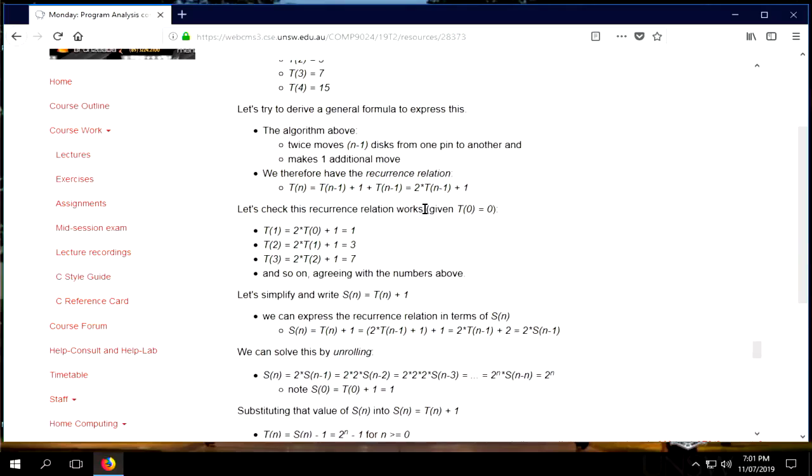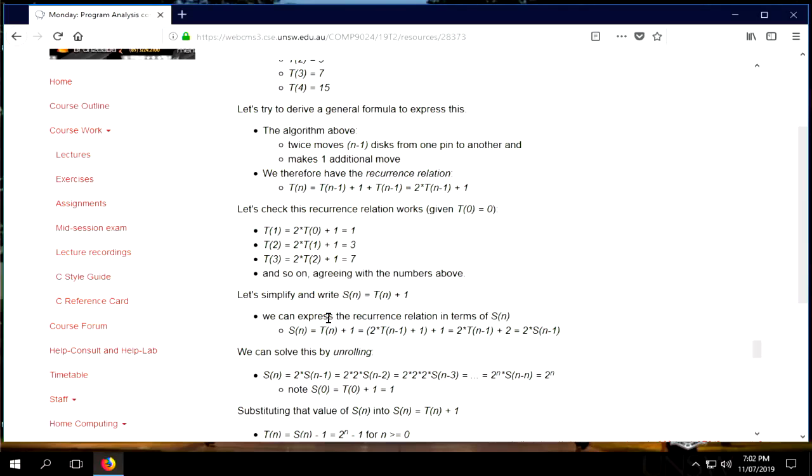Okay, but if you want to do it slightly more rigorously, we write Sn equals Tn plus 1. We've got an expression for Tn. We expand Tn as 2 times Tn minus 1 plus 1. So we've got 2 plus 1s. So we have 2 times Tn minus 1 plus 2. And that is, well, take out the 2, we've got 2 times S of n minus 1.